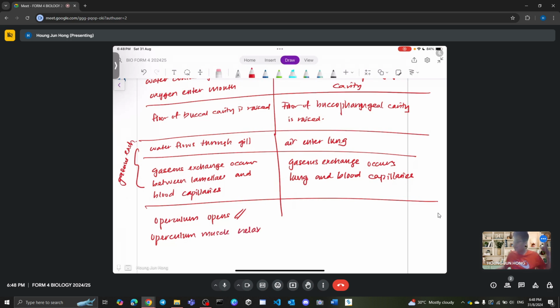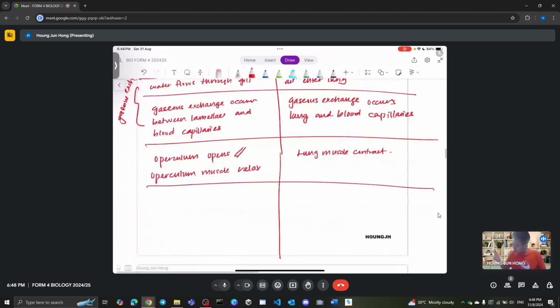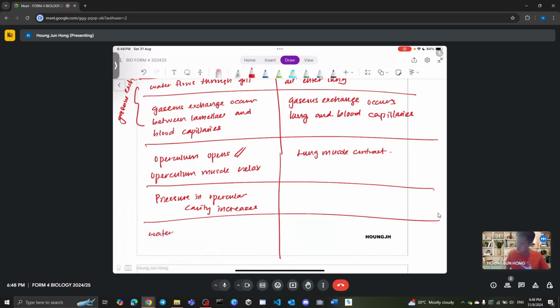But for frog, how do you let the air out? Your lung muscle will have to contract to push the air out. And now they talk about VPA. The pressure in the opercular cavity increases. That's how the water goes out. So water flows out through the operculum.